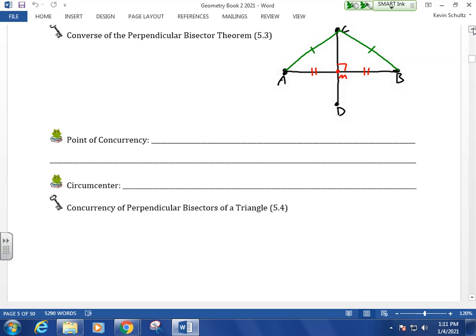This is where... Do I want to scroll down here? No. The point where 3 or more segments, rays, or lines intersect. Point of concurrency, the point where 3 or more segments, rays, or lines intersect.